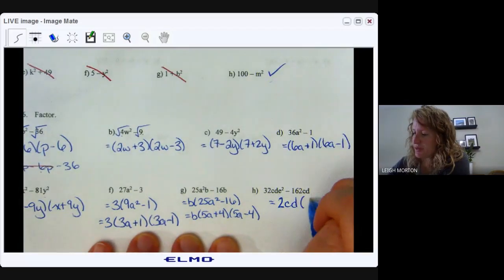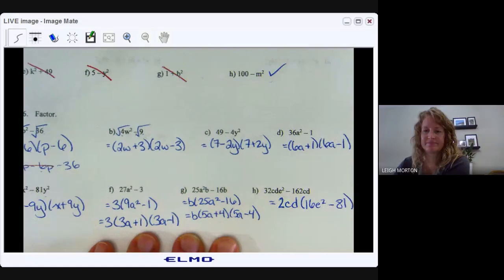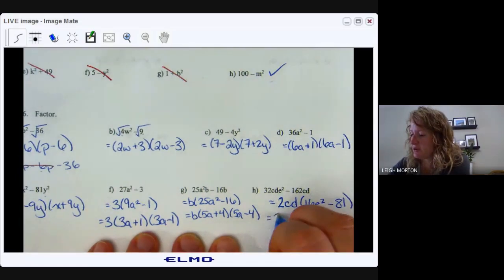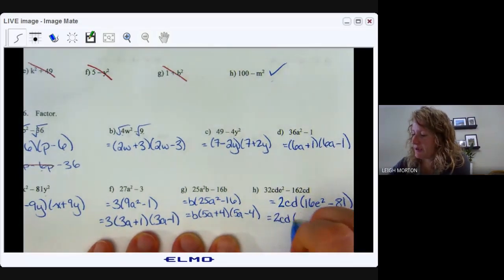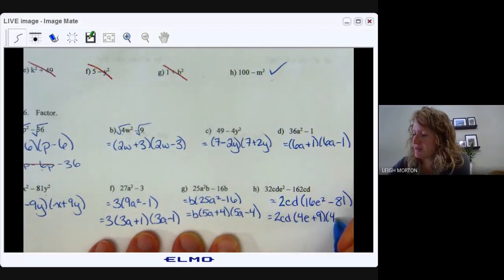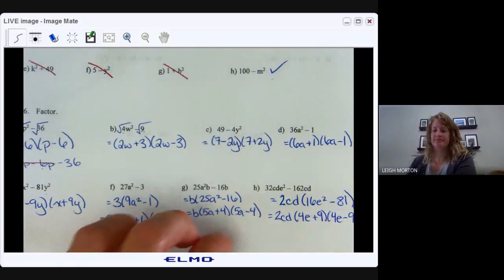And that leaves us with 16e squared minus 81. There's a perfect square. So 2 times c times d, 4e plus 9 times 4e minus 9.